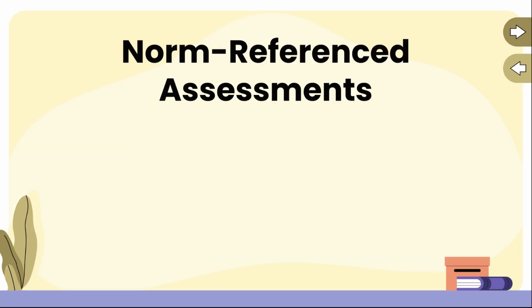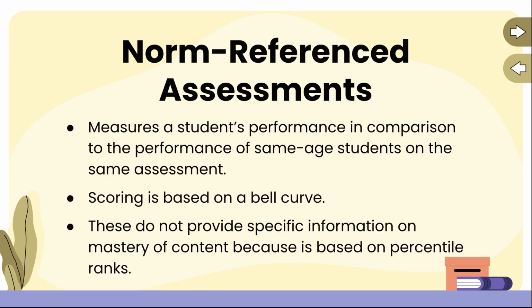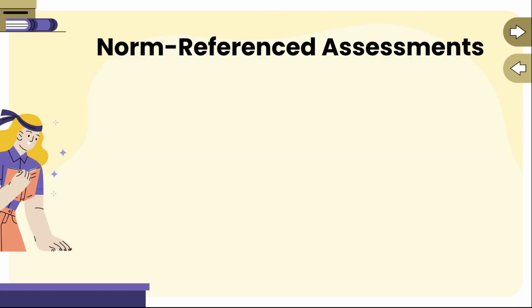Looking at norm reference assessments, these assessments measure a student's performance compared to the performance of students on the same assessment. They are more large scale, so they have a norm group, or a group of students to which the scores are compared, which can be thousands of students across the country taking the same assessment, possibly at the same time. Scoring for these is usually on a bell curve and described as a percentile rank. Because of this scoring, it doesn't provide information on the mastery of content, just a comparison.